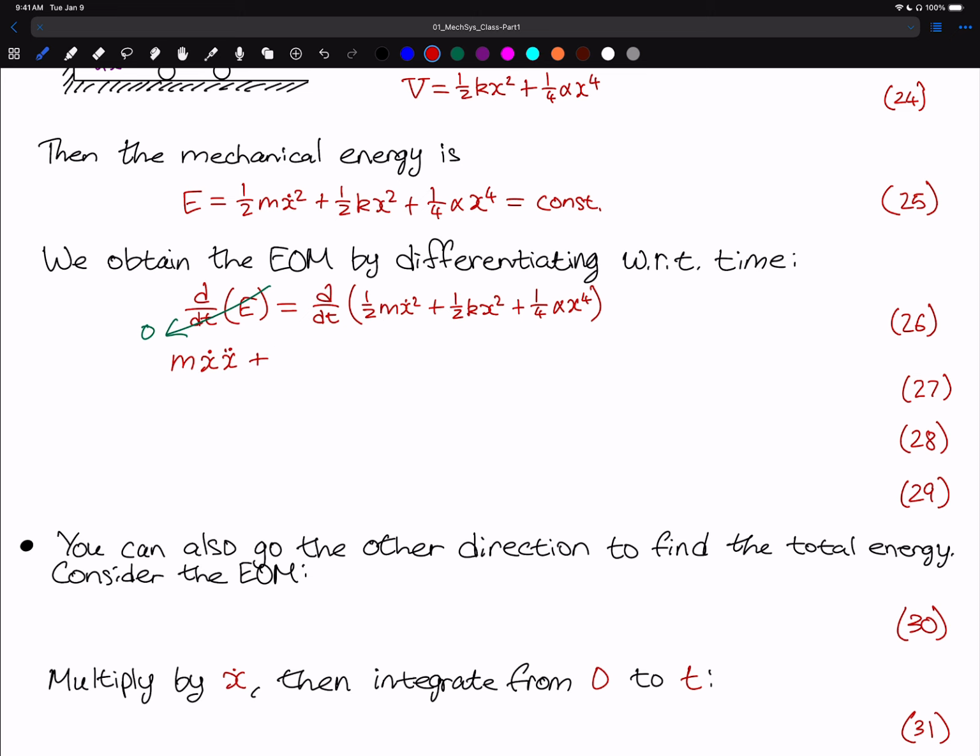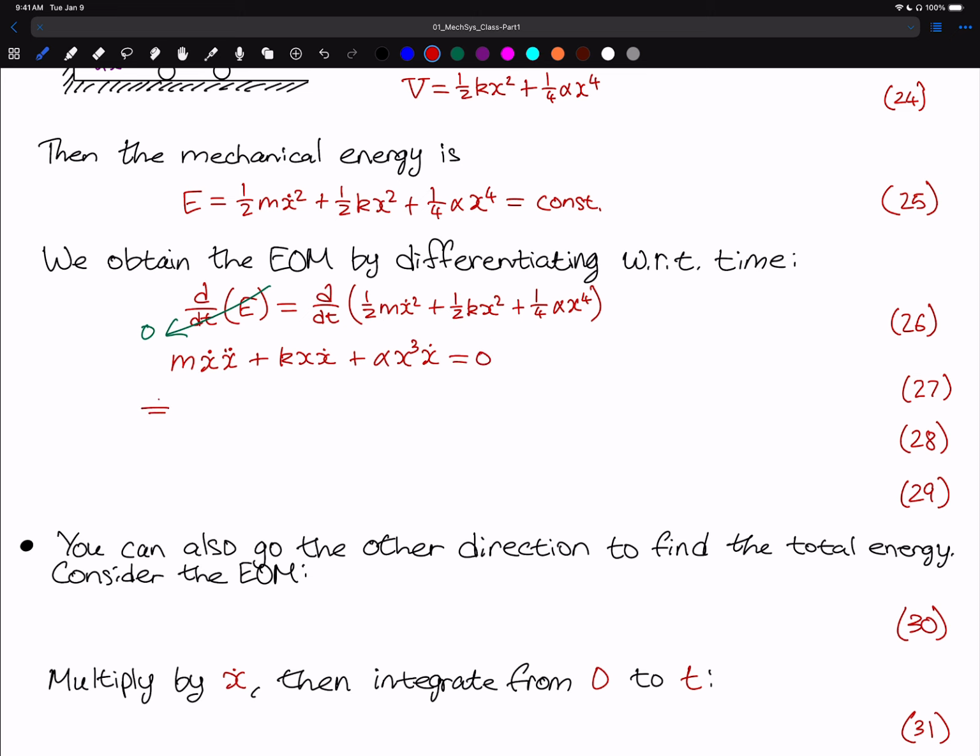Plus, we'll do the same thing for 1/2 kx squared. We'll get 2x times x dot. So then we'll eliminate the half, and we'll get k times x times x dot. Plus, for the nonlinear term, taking the derivative, we'll have 4x cubed times x dot, which will eliminate the 1/4. So here we'll get alpha times x cubed times x dot. That's all equal to 0.